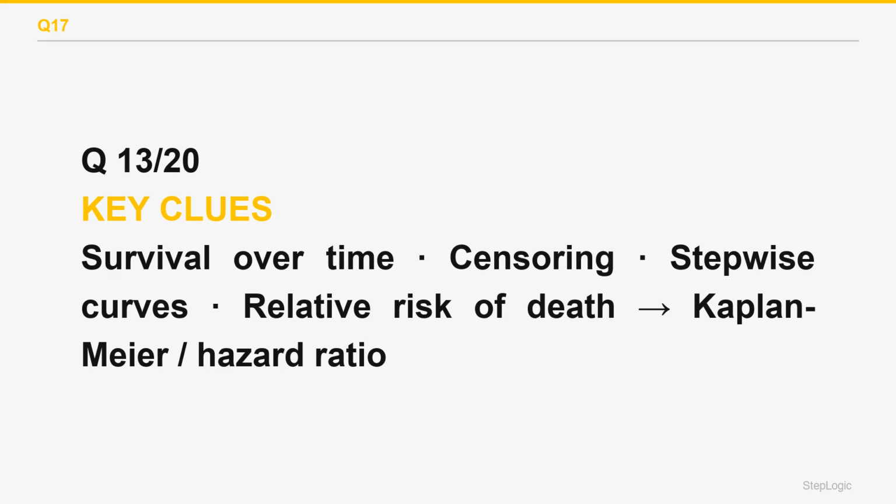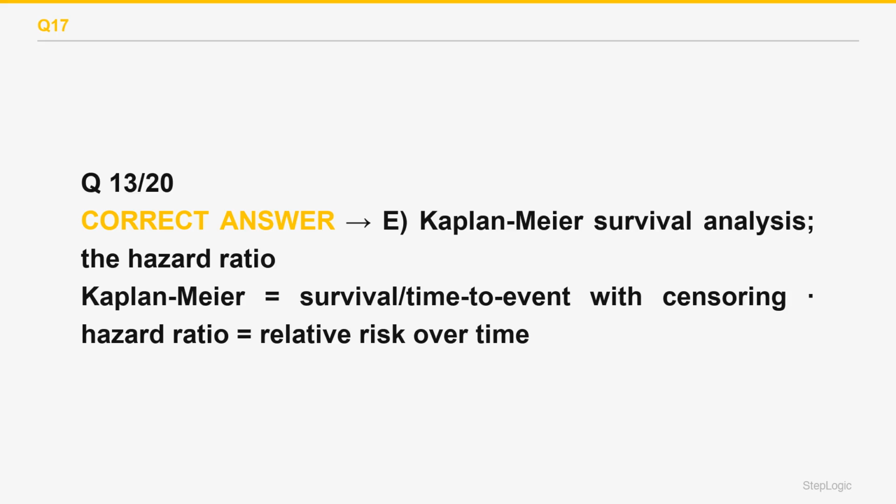It is used for time-to-event data, such as time until death, and it handles censoring, where patients are lost to follow-up or are still event-free at the study's end, by including them up to the point they are censored. The results are displayed as the characteristic stepwise survival curves, each step a drop when an event occurs. To compare two curves, the log-rank test assesses whether they differ. The summary measure of the relative risk of the event over the follow-up period is the hazard ratio.